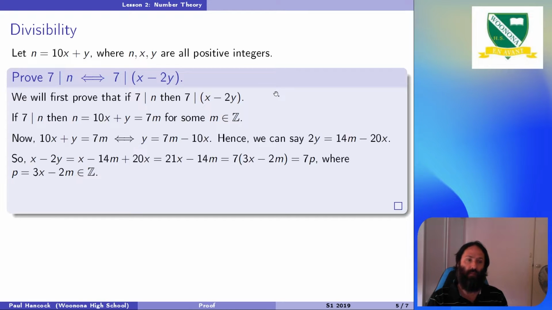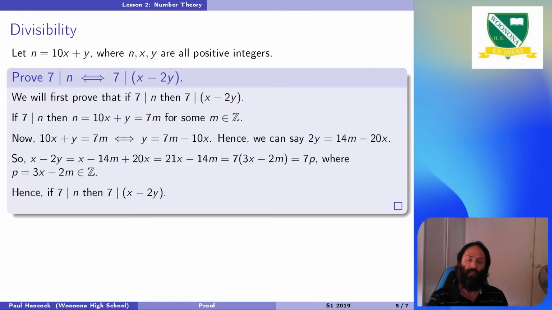Okay, so we can say from the result that we just got that 2y is 14m minus 20x. We do x take away that, x take away 2y, then we get x take away 14m plus 20x. This minus 20x term here has a double negative, so it becomes a positive. So that tells us then that x minus 2y must be 21x minus 14m, which has a common factor of 7, which means that, as we've said, x minus 2y must be a multiple of 7. So we've proven the result.